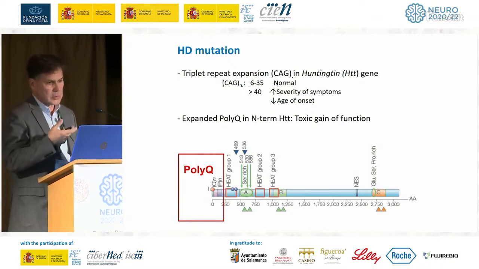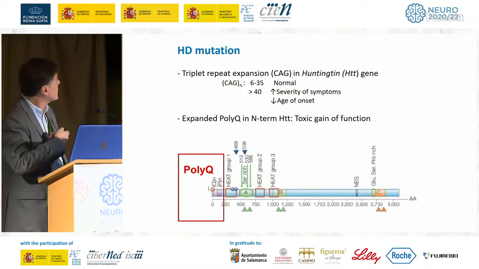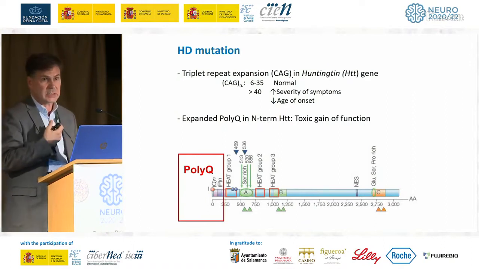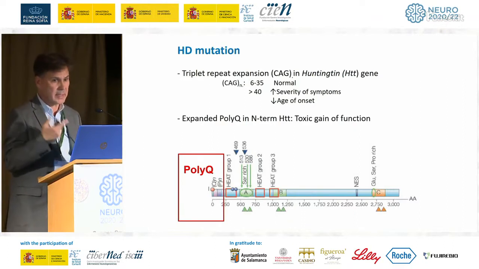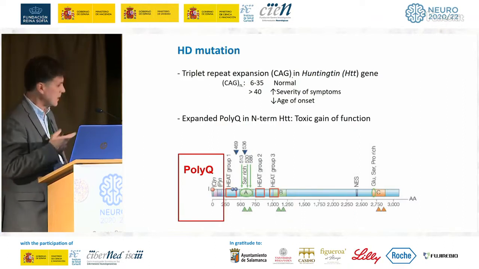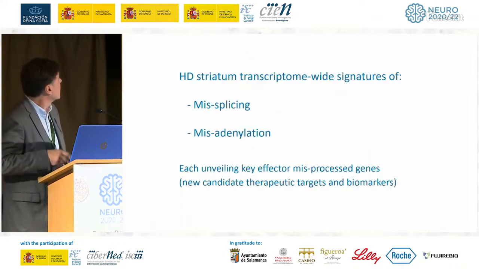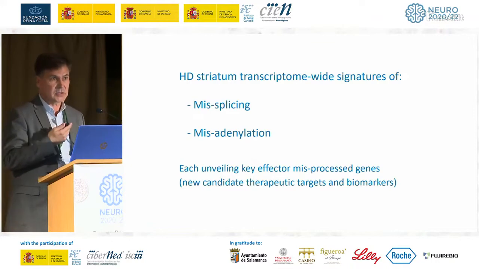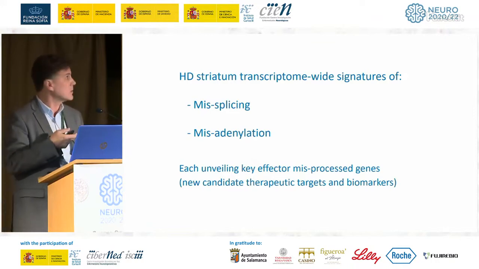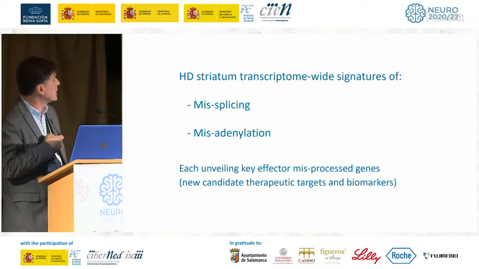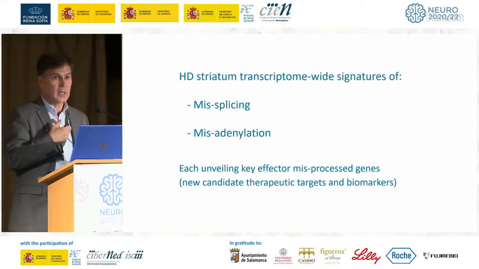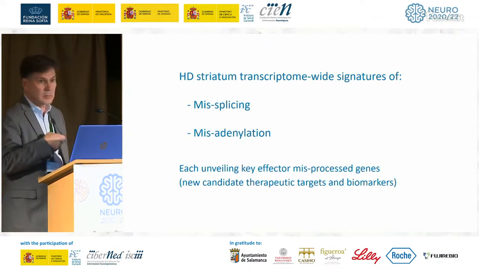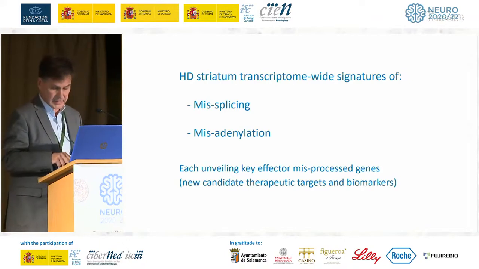causes new protein-protein interactions. But apart from this very well-established toxicity of polyglutamine, there is also a very well-documented toxicity of the CAG repeat in the mRNA, as I will also show in detail later. And in our laboratory, we have recently established the signatures of missplicing and mispolyadenylation in the striatum of Huntington's disease patients, and this has allowed us to identify potential new biomarkers of disease progression and also new targets for therapeutic intervention.